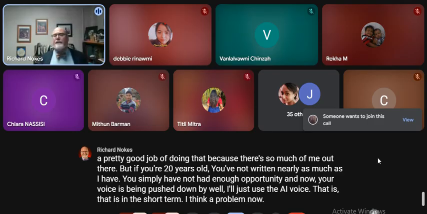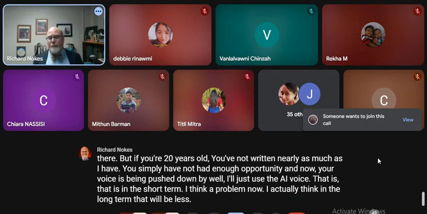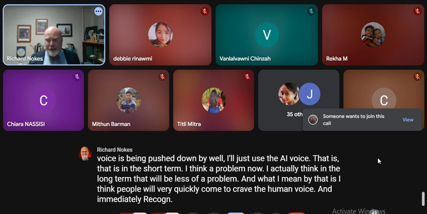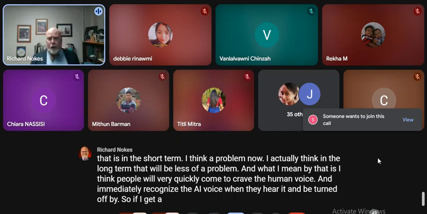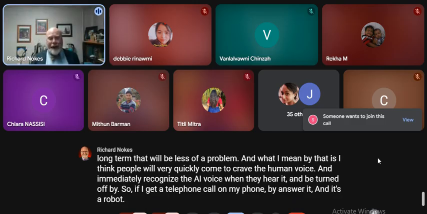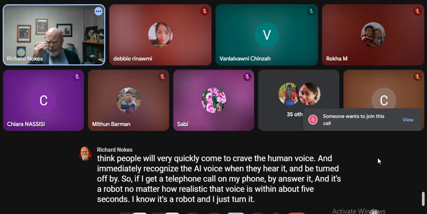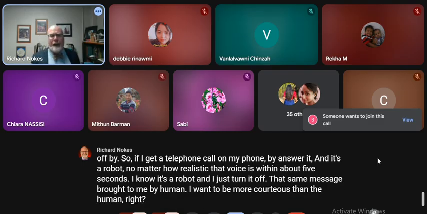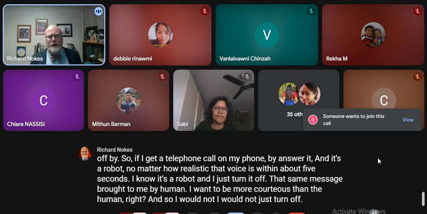Now, I actually think in the long term that will be less of a problem. What I mean by that is, I think people will very quickly come to crave the human voice and immediately recognize the AI voice when you hear it and be turned off. So, if I get a telephone call on my phone, I answer it, and it's a robot, no matter how realistic that voice is, within about 5 seconds I know it's a robot, and I just turn it off. That same message brought to me by a human, I want to be more courteous to the human, right? And so I would not just turn off my phone at that point.